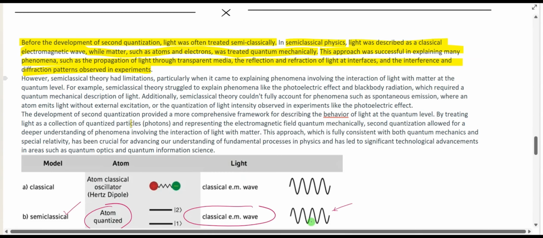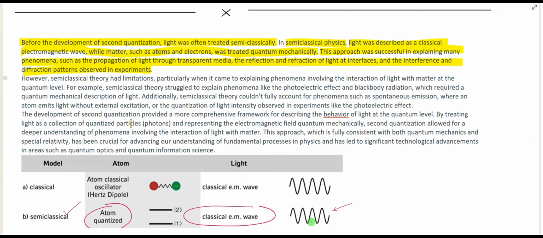This particular semi-classical theory failed. For example, it struggled to explain phenomena like the photoelectric effect and the black body radiation, which required a quantum mechanical description of light. Even though we had laws and understanding about the photoelectric effect and black body radiation, we didn't understand how these phenomena occurred at the basic level. This required the quantum mechanical description of light.